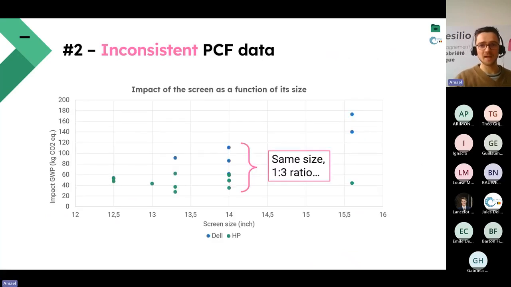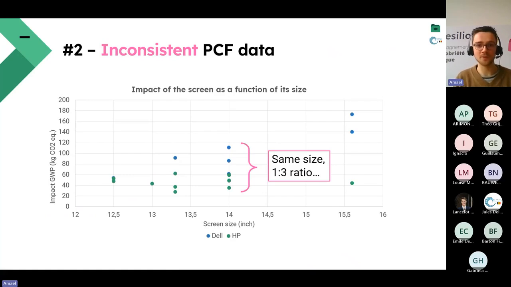Also, when I claim that PCF data are inconsistent, I can demonstrate it. Here is a quick snapshot of the screens information. So we only extracted the screens from Dell and HP, screens which do have exactly the same screen size. So every scientific evidence we have up to date, even looking back over time, suggests that one screen with the same technology should have roughly the same footprint when it has the same size. So to get the footprint of a screen, we roughly need the surface, the size, and that's it.